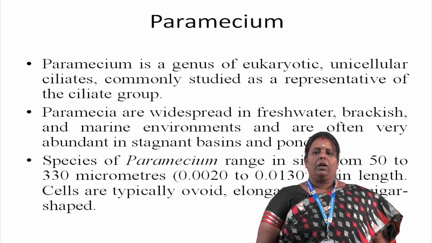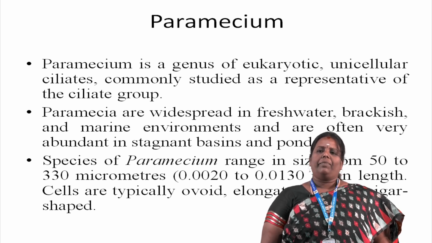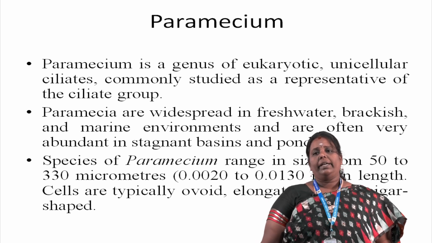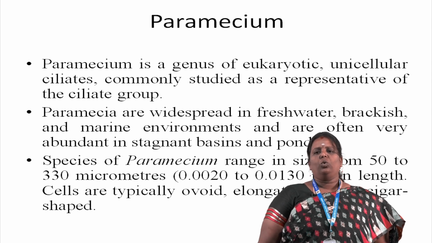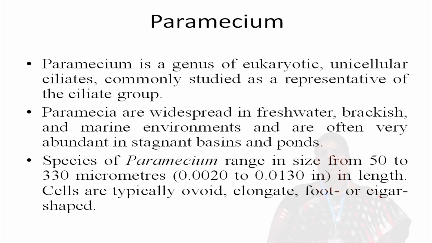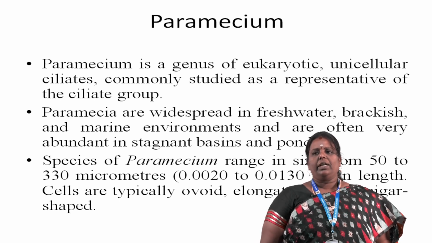First, we have to know about the appearance, that is, the size. What is the size of Paramecium? It is 50 to 330 micrometers. Note that this is a very minute size. We can see it only through a microscope, not with the naked eye. It is a microscopic animal. The cell is typically ovoid, elongate, and foot or cigar shaped, also slipper shaped.